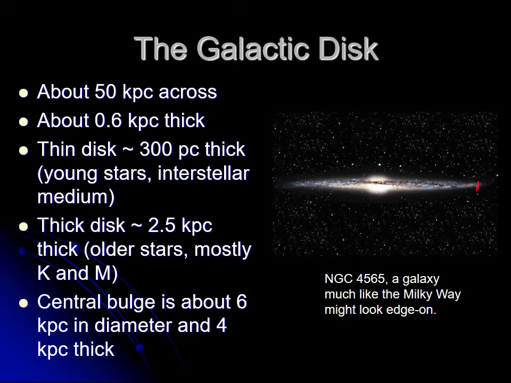Now, one of the things we notice is that right in the center is kind of a thin disk that's only about 300 parsecs thick, where a lot of the stars are actually being formed. And then the thick disk is about 2.5 kiloparsecs thick right here. And that's where you have some older stars that drifted away from where they were formed. The central bulge is somewhere about 4,000 parsecs thick, and is about 6,000 parsecs in diameter.